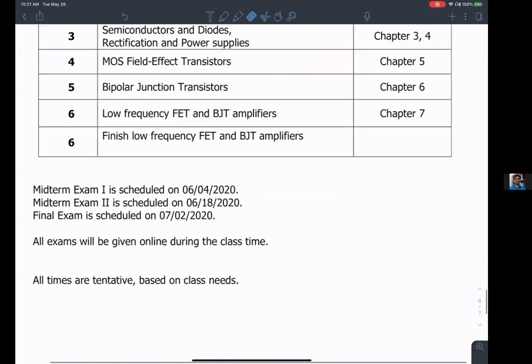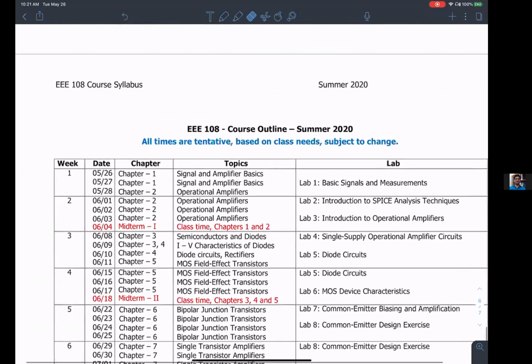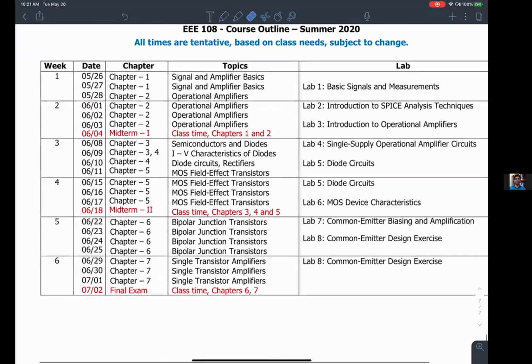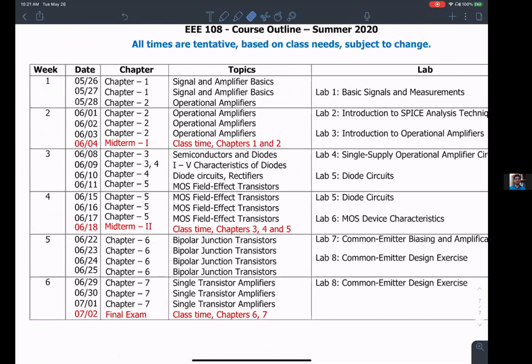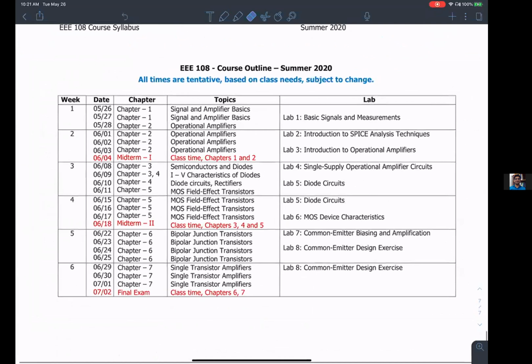So when it comes to exams, here is a day by day, week by week, daily breakdown of what I expect to cover, and the corresponding lab as well, the list of topics and the labs. The first midterm is scheduled for the 4th of June during the class time. You cannot miss the exam because it's scheduled in the class time. It's only on chapters 1 and 2.